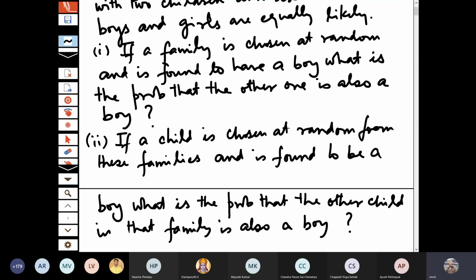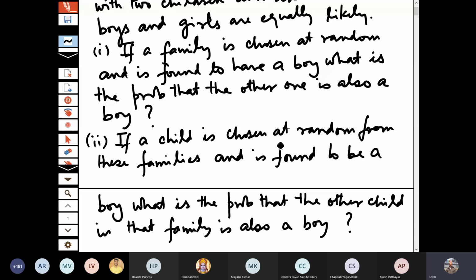In the first part I am asking if a family is chosen at random and is found to have a boy, what is the probability that the other one is also a boy? In the second case I am saying if a child is chosen at random from these families and is found to be a boy, what is the probability that the other child in the family is also a boy? So let me explain the solution to this.